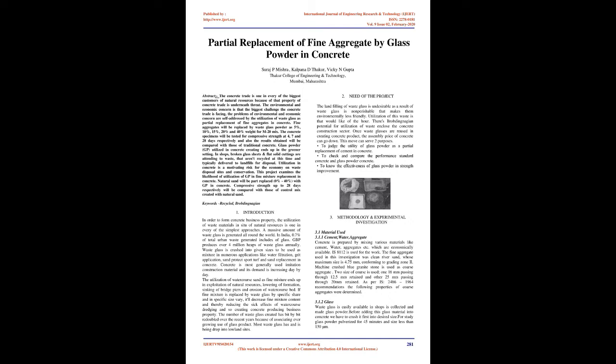Concrete is the most widely used construction material and its demand is increasing day by day. The utilization of river sand as fine aggregate leads to exploitation of natural resources, lowering of water table, sinking of bridge piers and erosion of river bed. If fine aggregate is replaced by waste glass in a specific percentage and in a specific size range, it will decrease fine aggregate content and thereby reduce the ill effects of river dredging, making concrete production sustainable.